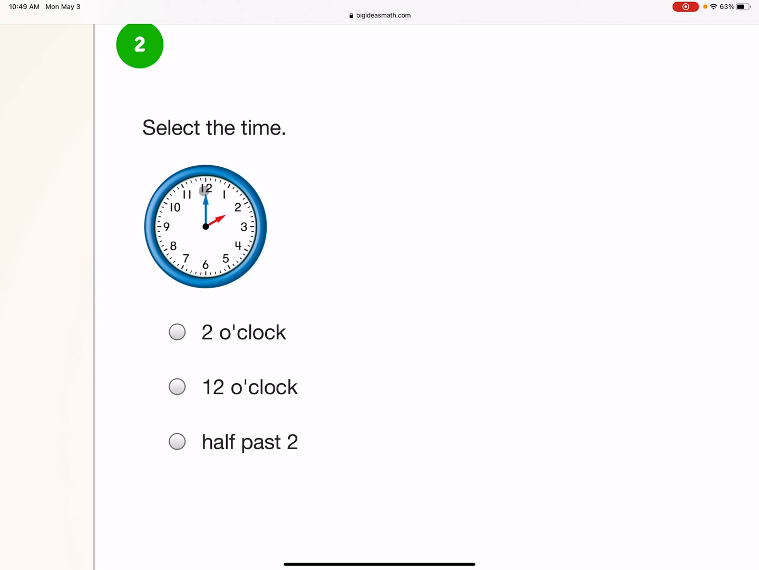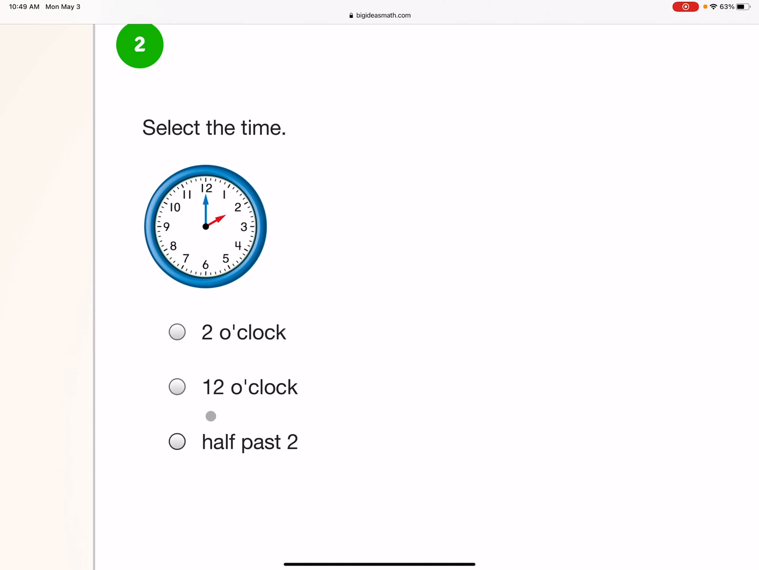But the blue hand is the minutes, and then the red hand is the hours. So it's given us choices. So if we look at our answer choice, half past 2, is the hour hand in the middle of 2 numbers? No, the hour hand is directly pointed to the 2.